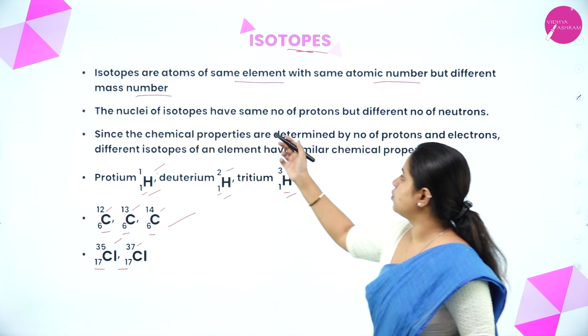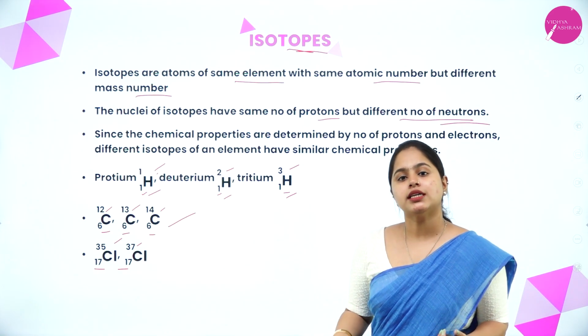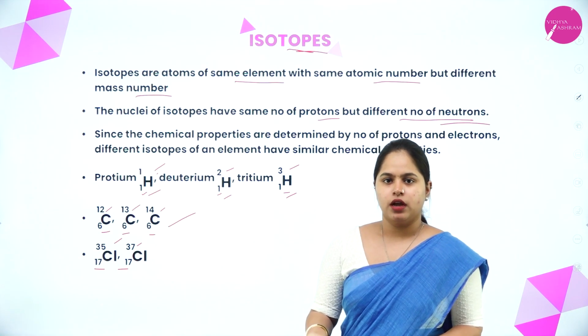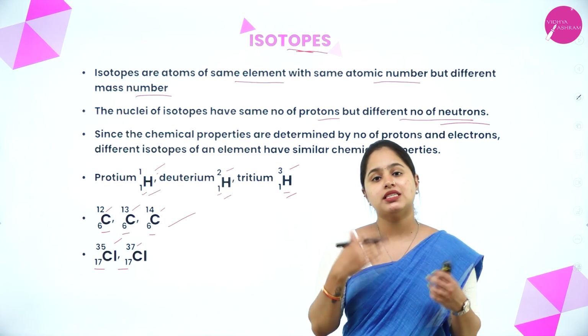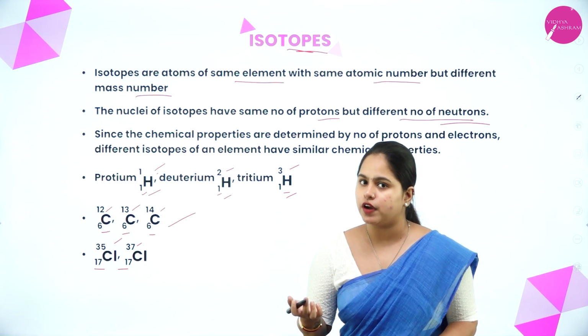So the nuclei of isotopes have the same number of protons but different number of neutrons. So what exactly is changing here? The atomic number in all these cases is the same, right? But the mass number is changing. So basically the number of neutrons is changing in these cases, in the case of isotopes.